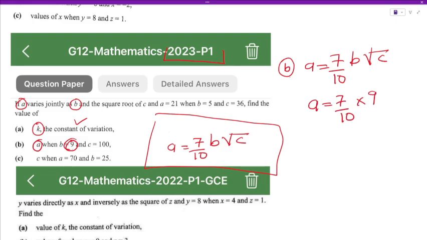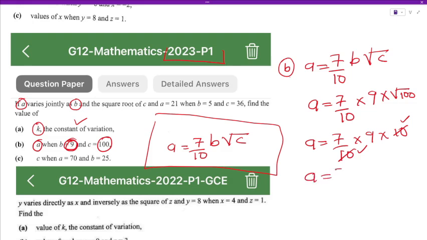They're saying the value of C is 100, so we're going to say times the square root of 100. Then A is equal to 7 over 10 times 9 times the square root of 100, which is 10. You now see that the 10 and that 10 can cancel each other out. So if you are doubting, you start seeing hope there, that perhaps what I'm doing is correct, because like I said, the values are usually strategically placed.